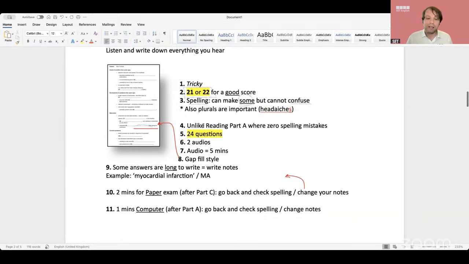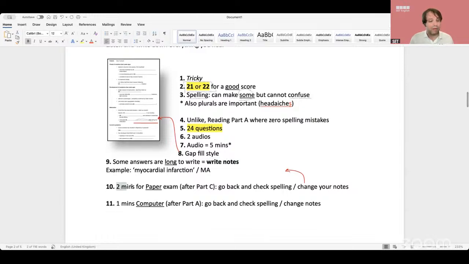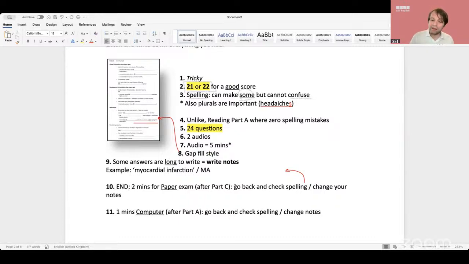Unlike reading part A, where you have 0 spelling mistakes, guys, there's 24 questions. There's 2 audio clips. Each audio clip is 5 minutes long, approximately. Could be 4 minutes, could be 6 minutes. You're dealing with gap fill style. Some answers are quite long. It's okay to write notes. This is because you have 2 minutes at the end to go back and check things, change things. That's the paper test. You get 1 minute at the end of the computer test.